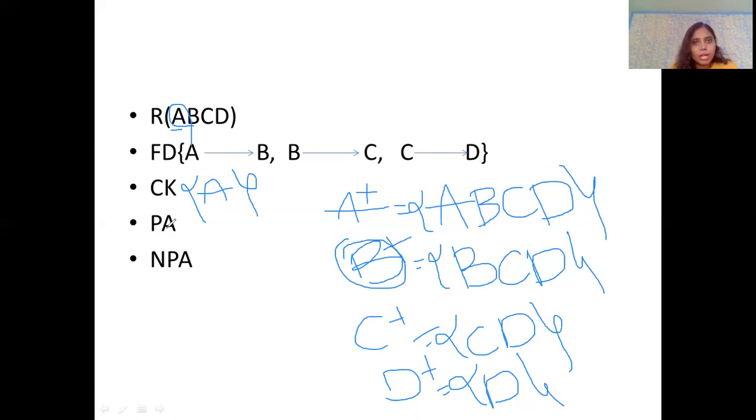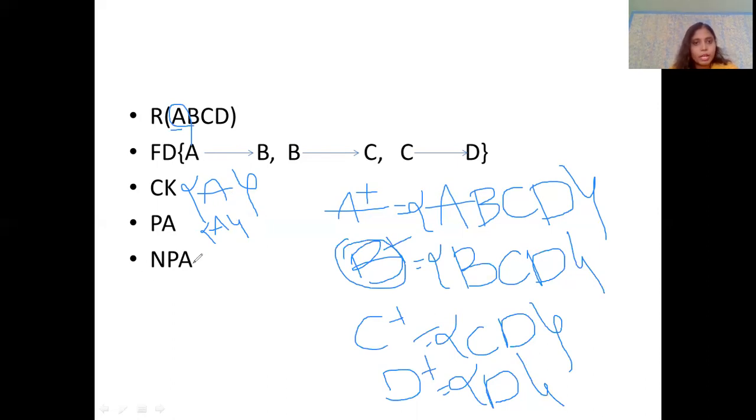Next, I have to find the prime attributes. What are prime attributes? Prime attributes are the attributes that help to form the candidate key. Here, how many attributes are helping to form my candidate key? Only one attribute, that is A. So my prime attribute will be A. Is any other attribute helping to form the candidate key? No, I have only one attribute, A, that I will represent in prime attributes.